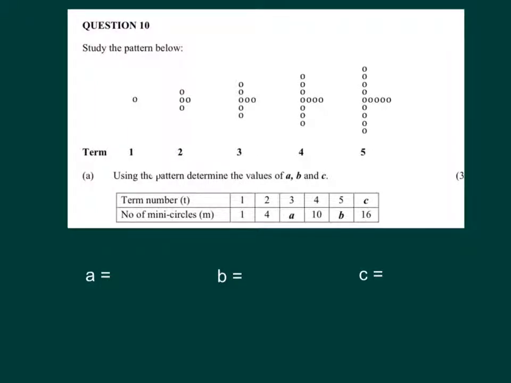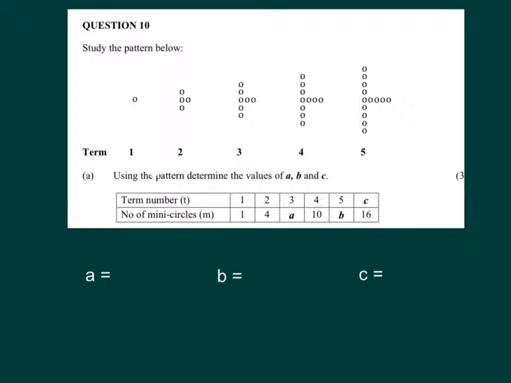Question 10. In this question, we are asked to study the pattern below. Each diagram is a different term. According to the table below, the term number is indicated by a letter T and is considered the input, and the number of mini-circles in each diagram, indicated by the letter M, is the output. Term 1 has 1 mini-circle. Term 2 has 4 mini-circles.